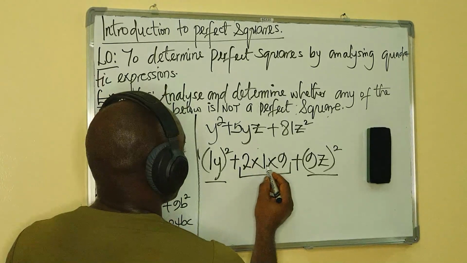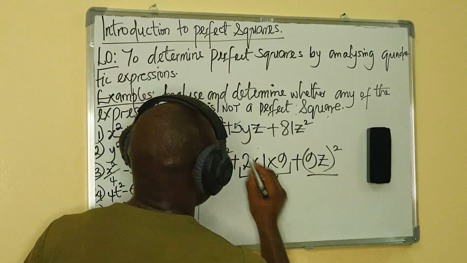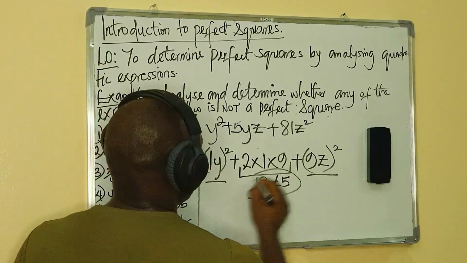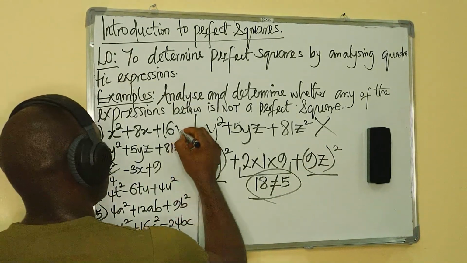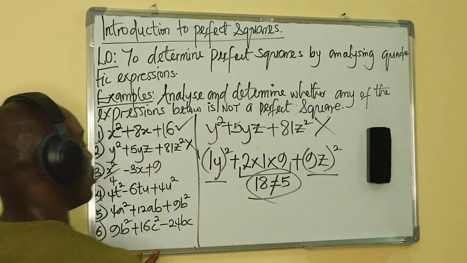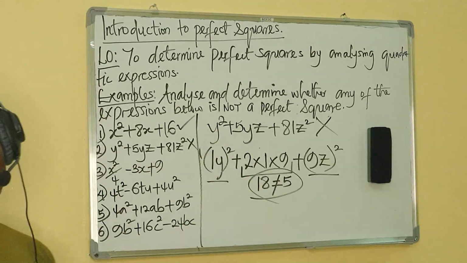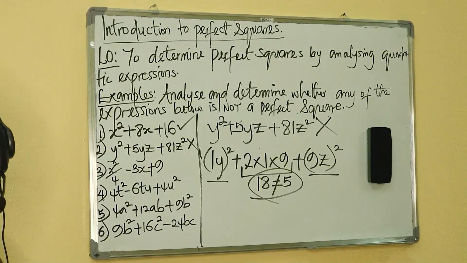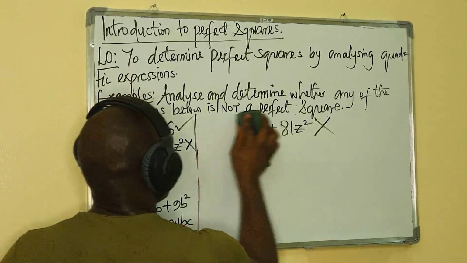So let's see, does it give us the number 5? 2 times 1 is 2. 2 times 9 is 18. 18 is not the same thing as 5. By this, we say that this expression is not a perfect square. So first, this is a perfect square. The second one is not a perfect square because the middle term does not agree with the analysis of a perfect square.